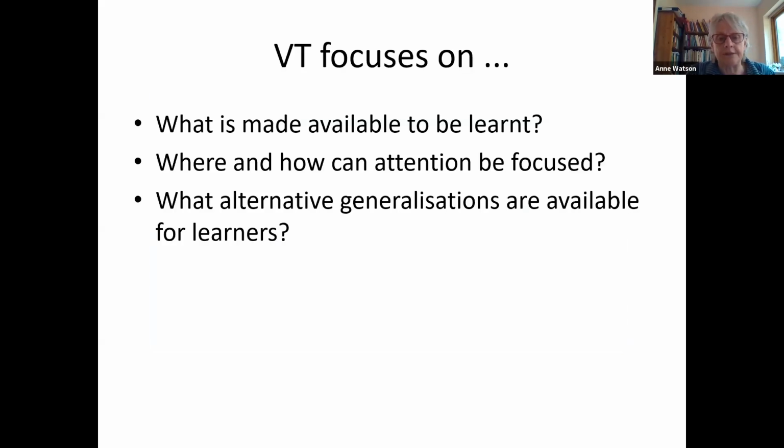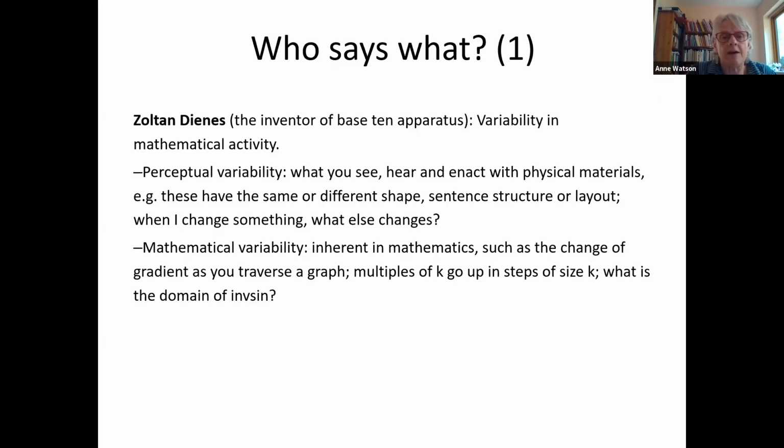Variation theory focuses on what is available to be learnt, and it's made available by the focusing of attention by using variation. And there are alternative generalizations possibly available for learners, because you never know what they're going to see or how they're going to make sense of it. But you can anticipate some of those beforehand, because if you control the variation, you control what there is to pay attention to. And that's variation. And it's also mathematics.